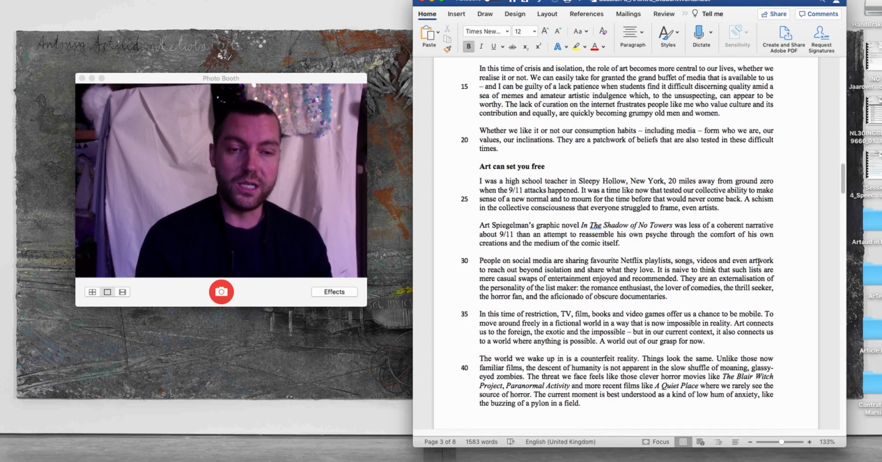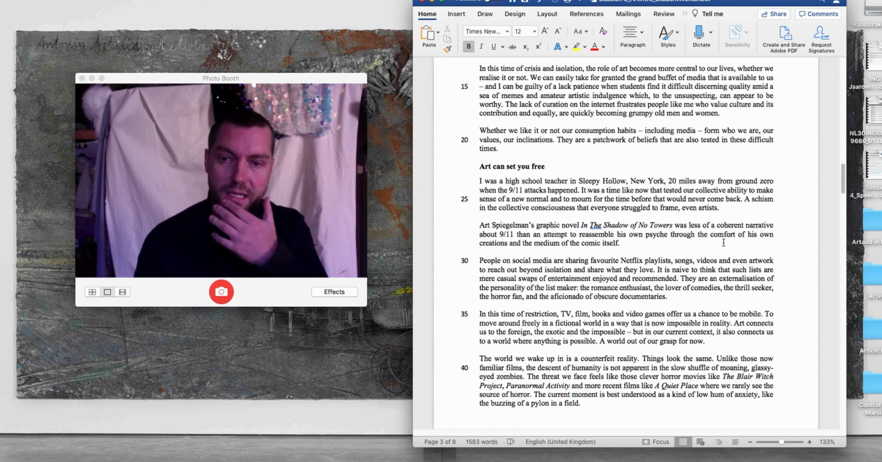I was a high school teacher in Sleepy Hollow, New York, 20 miles away from Ground Zero, when the 9/11 attacks happened. It was a time like now that tested our collective ability to make sense of a new normal and to mourn for the time before that would never come back. A schism in the collective consciousness. So here we can see this notion of the kind of collective consciousness, not just the individual, that everyone struggled to frame, even artists.